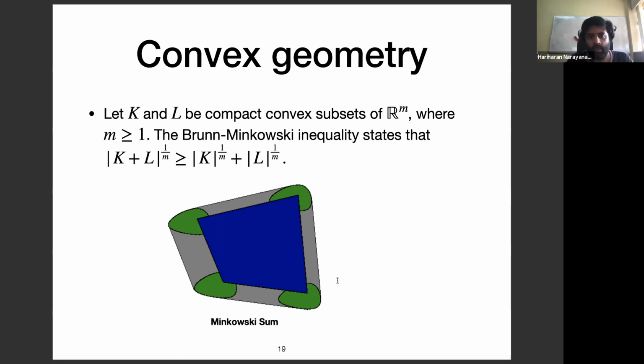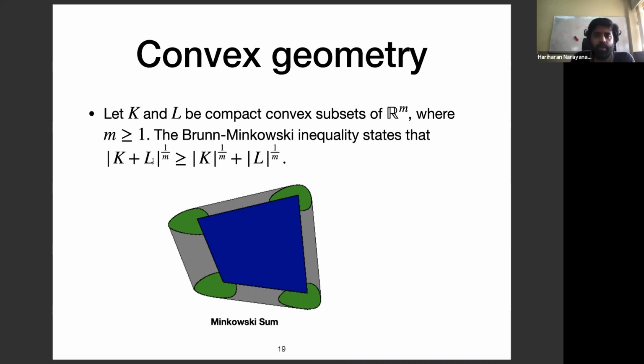So I'll start with the Brunn-Minkowski inequality in convex geometry. Suppose you have two convex sets, this green convex set and this blue convex set. Then the Minkowski sum is obtained by just shifting that green convex set all around, so its center is moving all over the blue convex set, and see what area is mapped out. That is the Minkowski sum. Another way of saying this is the Minkowski sum of the sets K and L is the set of all points of the form V plus W, where V belongs to K and W belongs to L. So that's what the Minkowski sum is.